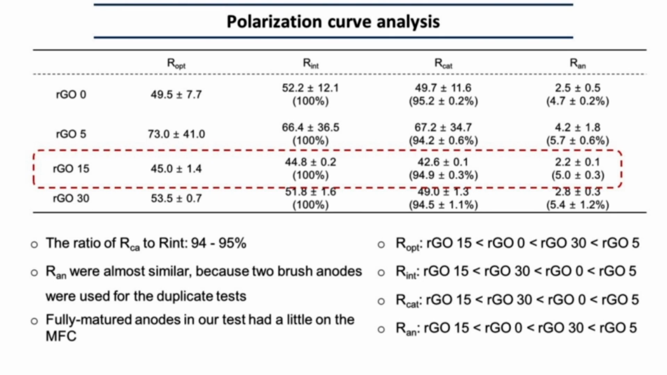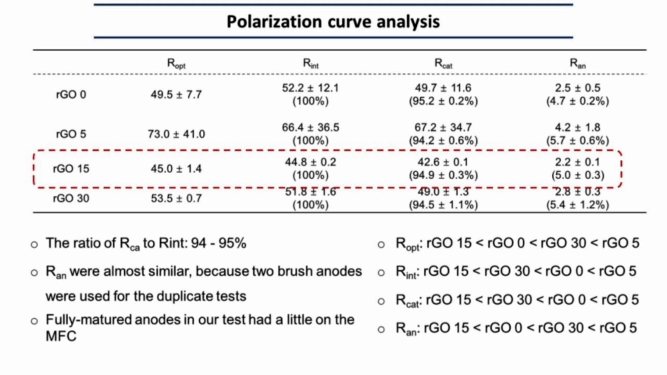The internal resistances were 44.8 ohms for RgO15, 51.8 ohms for RgO30, 52.2 ohms for RgO0 and 66.4 ohms for RgO5. The optimum external resistances, producing a maximum power in an MFC, were 45.0 ohms for RgO15, 49.5 ohms for RgO0, 53.5 ohms for RgO30 and 73.0 ohms for RgO5. Optimum external resistance in each MFC condition with a different cathode was similar to its own internal resistance.